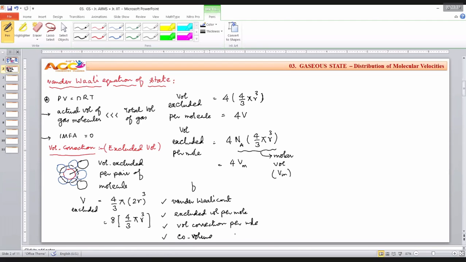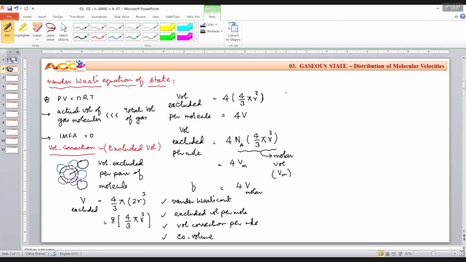This is known as co-volume. All these are the names of the van der Waals constant. What is the van der Waals constant? Nothing, sir. The van der Waals constant is 4 times the volume of a mole. Molar volume. Is it clear?